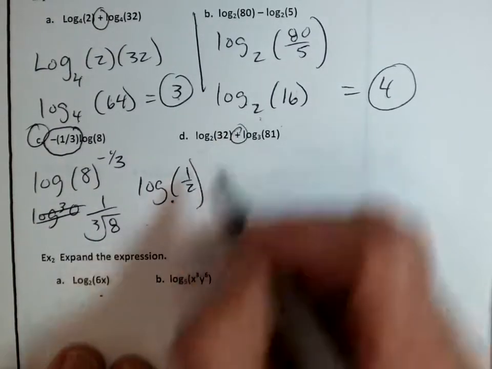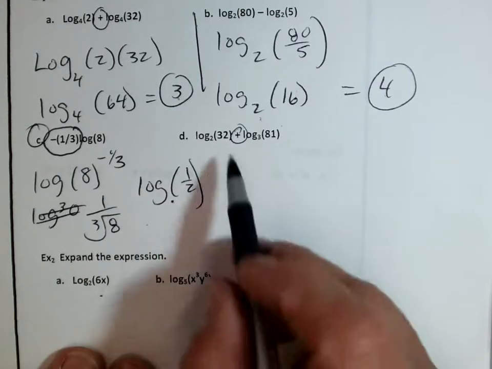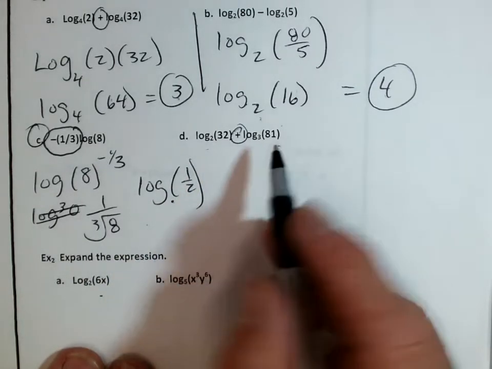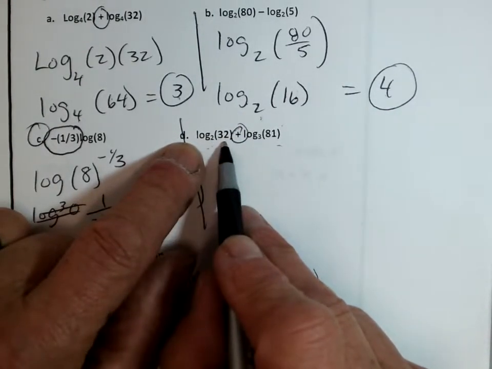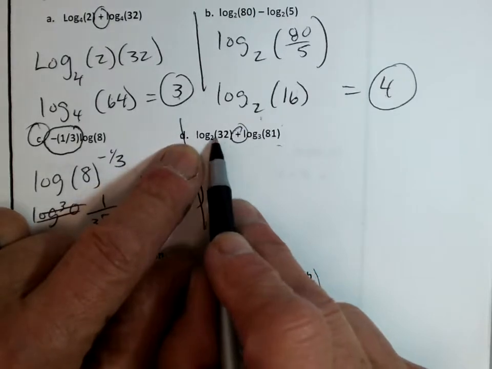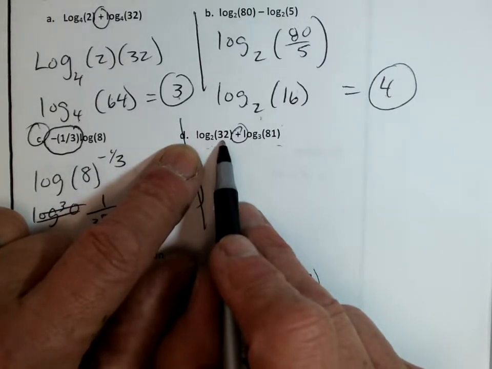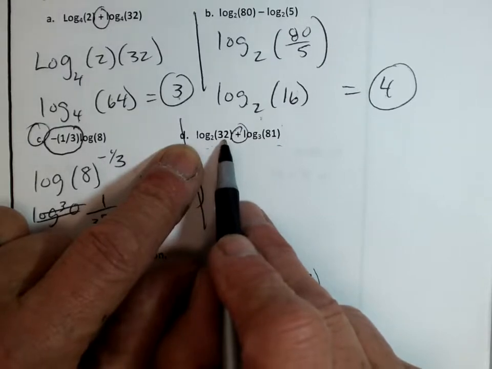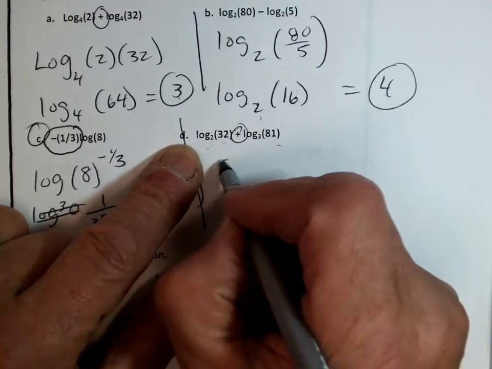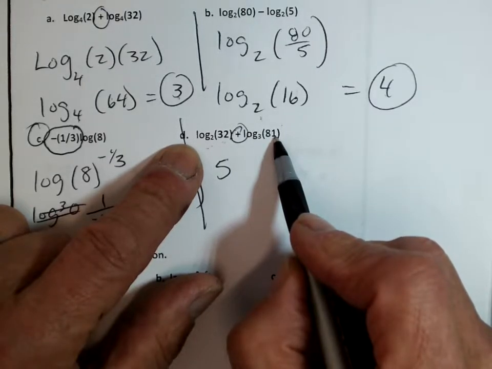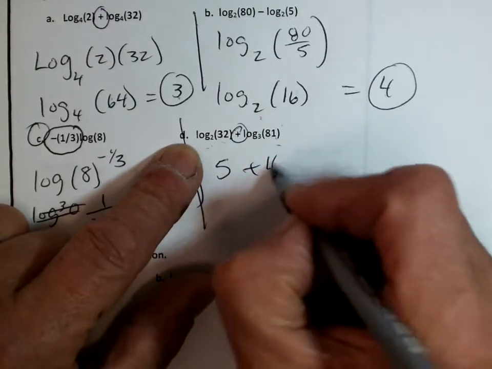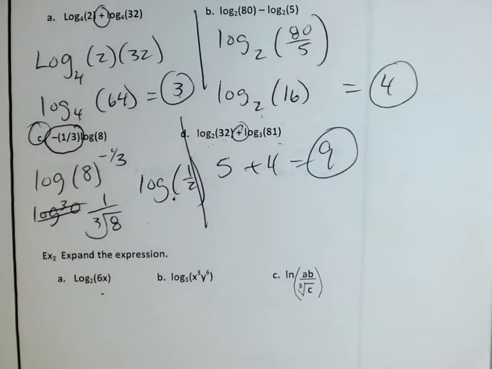Okay, D. Do you see the plus? Well, I can't add them because they're different bases, okay? But I might be able to figure out what this one is, right? So 2 to what power equals 32? 2 to the 5th power, that's 5. And then 3 to what power equals 81? 4. 5 plus 4 is 9. Good guess.